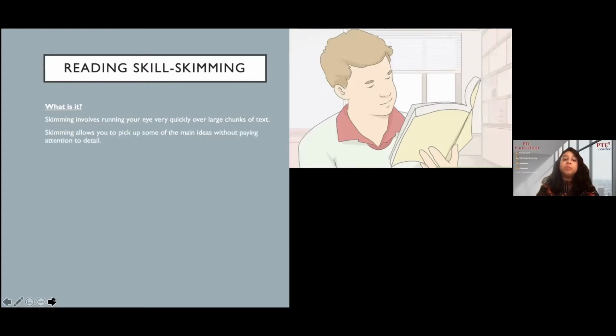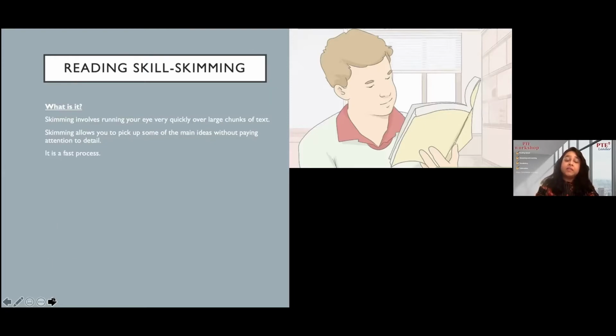All right. Skimming allows you to pick up some of the main ideas without paying attention to detail. So if you have a text in front of you with 50, 60 sentences, you don't need to read all 50 sentences to understand the theme or the main idea of the text. Just quickly move your eye, focus on some really important sentences or keywords. Automatically, you will understand the main idea. You don't have to pay attention to every detail. That way you can save your concentration, your ability to focus on things, and invest it into something more important, instead of reading word by word. We don't need that.